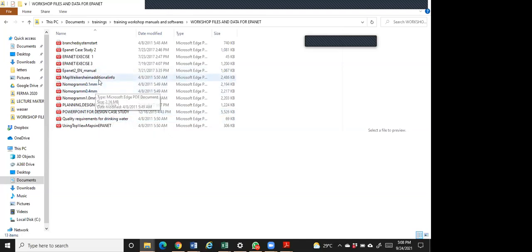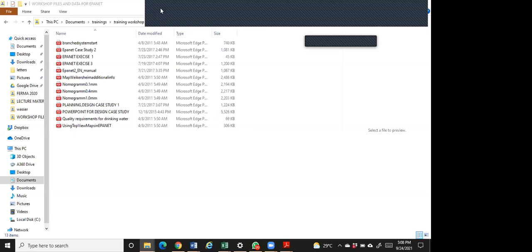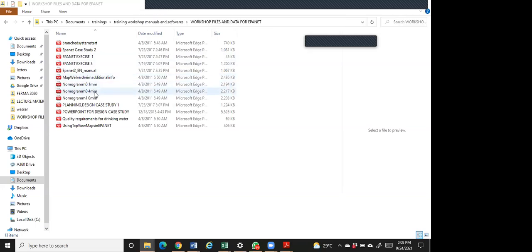Now for the charts, we have 3 charts. We have 0.1, we have 0.4, and we have 1.0. 0.1 is for PVC pipes, very smooth pipes. 0.4 is for ductile iron, and 1.0 is for concrete iron.